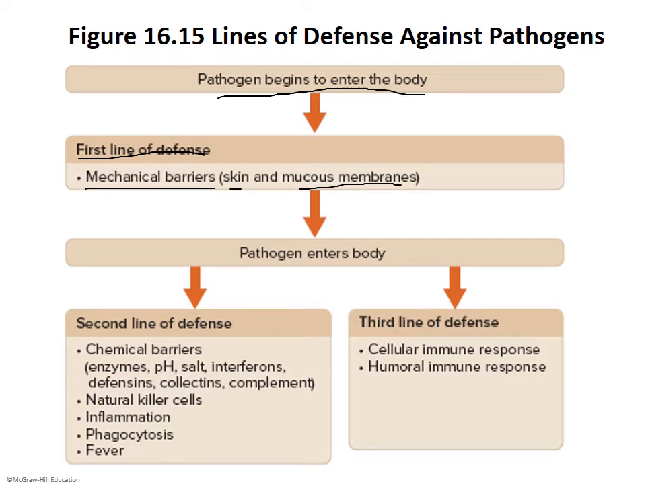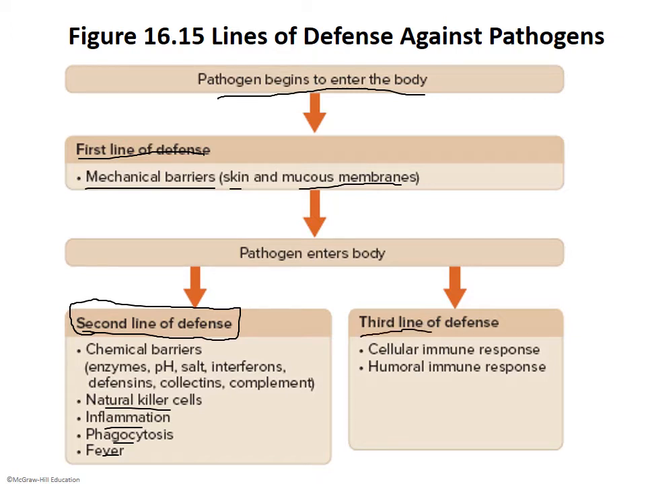Now, if it gets past there, it's going to get inside our body, and it's going to elicit an immune response. One is what we'll call the second line of defense, which is still the innate or non-specific immunity. It's the things we looked at: chemical barriers, natural killer cells, inflammation, phagocytosis, and fever. The main thing about these is this line of defense is going to attack everything the same way, and it's usually a pretty good way.